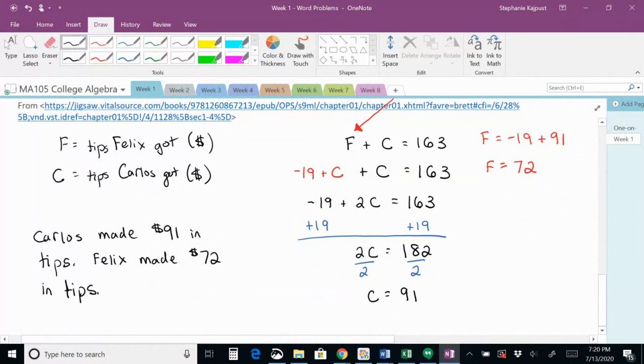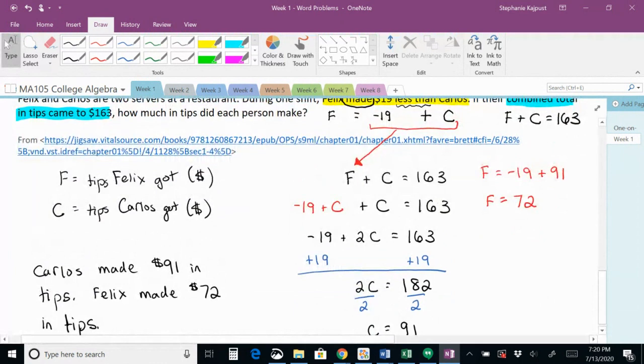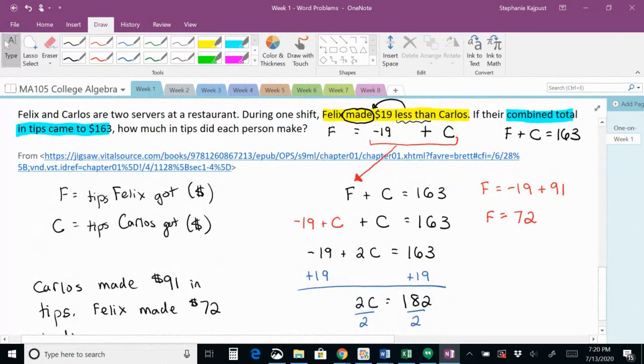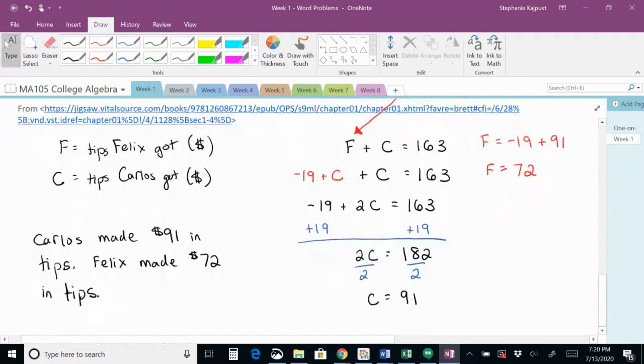And now you want to say, does this make sense? So I look at these numbers. They are both positive, so if I had gotten negative numbers for my tips, that probably would have said that there would have been an error there. But these are both positive. And looking back, if our total is 163, it looks right. And if I add those together, I get 163. I can verify, did Felix make $19 less? Yep, that works out. So I can just check, go back to the original problem, make sure it makes sense in the words, and if it does, then that's your answer.